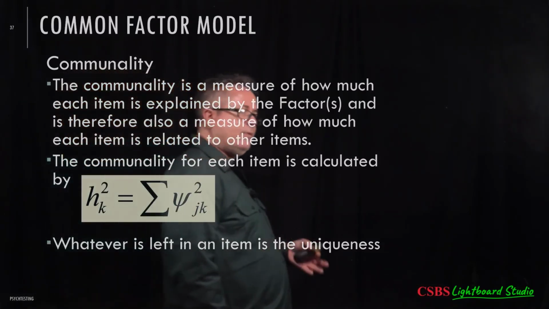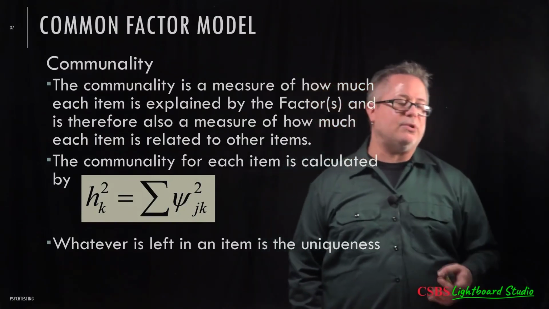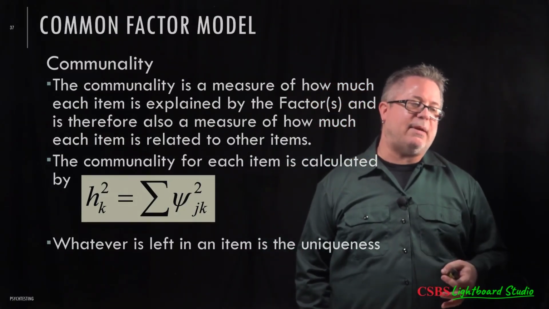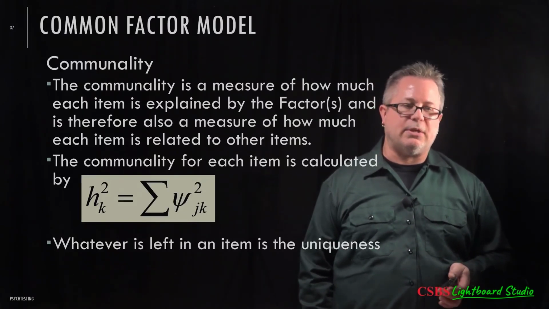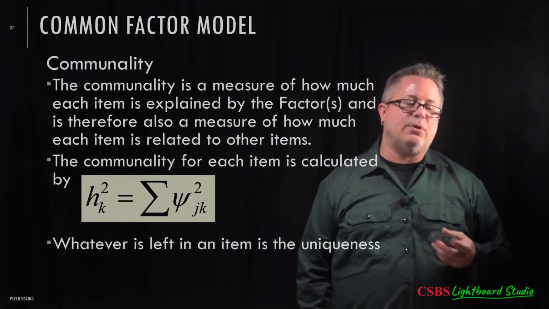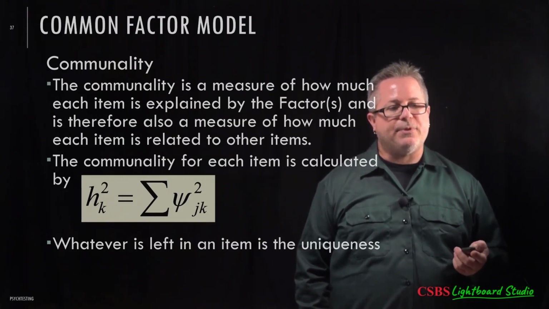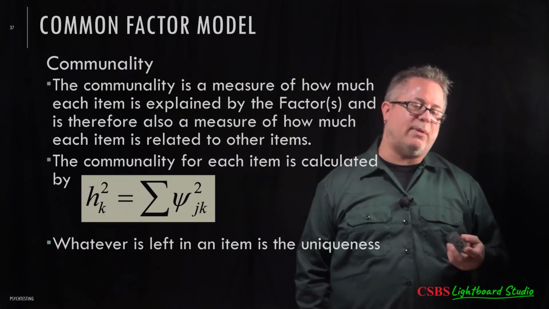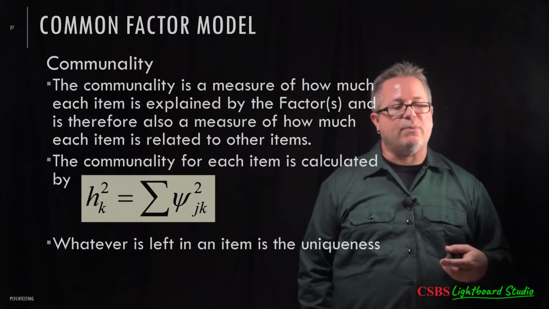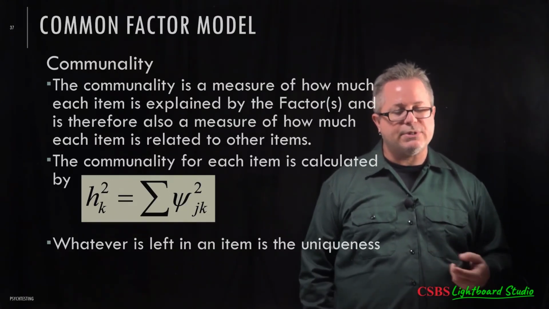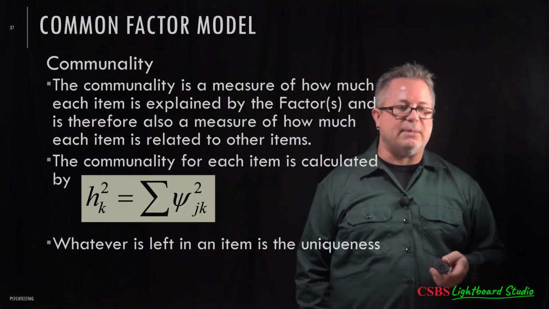So this is where we get this idea of a common factor model. The communality is a measure of how much each item is explained by the factor or factors, and therefore also a measure of how much each item is related to other items. Since we are theorizing that the reason the items are related is because they are all being driven by the same factor, a communality measures at the same time how much an item relates to the factor or factors, and how much it relates to other items on the same scale.